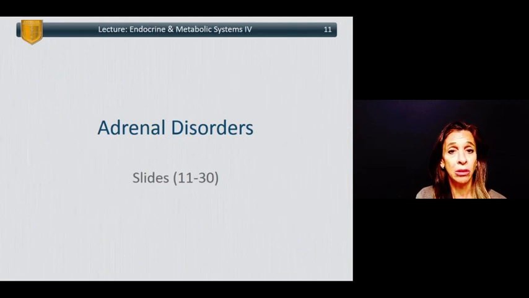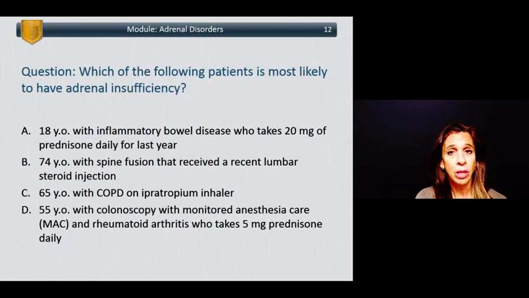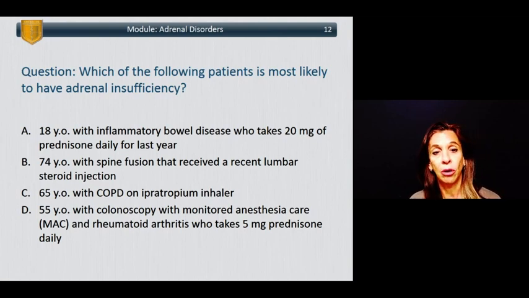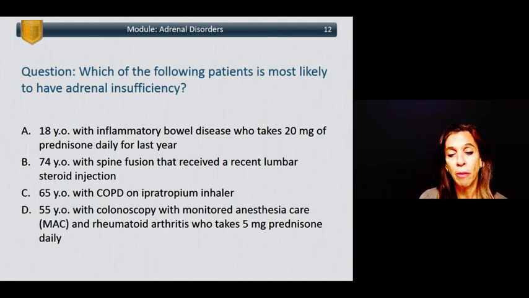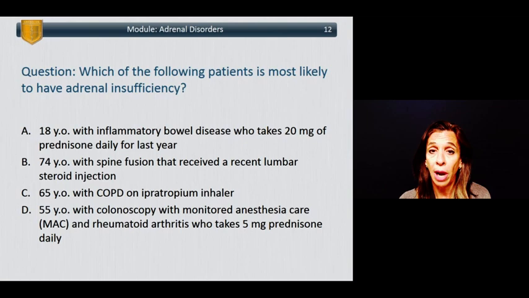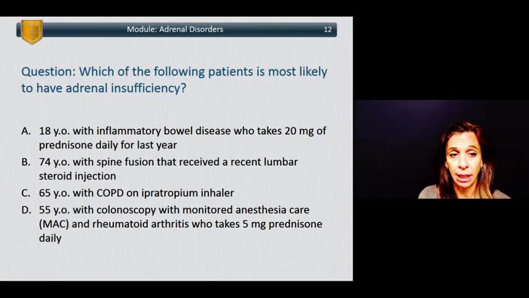Let's talk a bit about adrenal disorders and start with a question. Which of the following patients is most likely to have adrenal insufficiency? A, an 18-year-old with inflammatory bowel disease who takes 20 milligrams of prednisone daily for the last year. B, a 74-year-old with a spinal fusion that received a recent lumbar steroid injection. C, a 65-year-old with COPD on ipratropium inhalers. D, a 55-year-old scheduled for colonoscopy under monitored anesthesia care who has rheumatoid arthritis and takes 5 milligrams of prednisone daily.